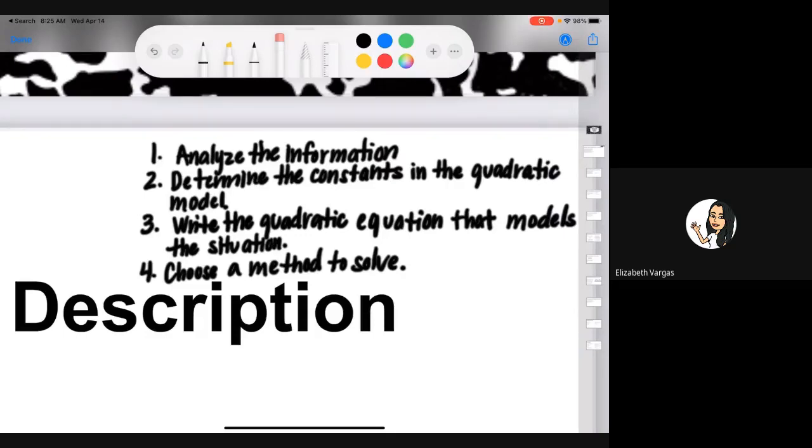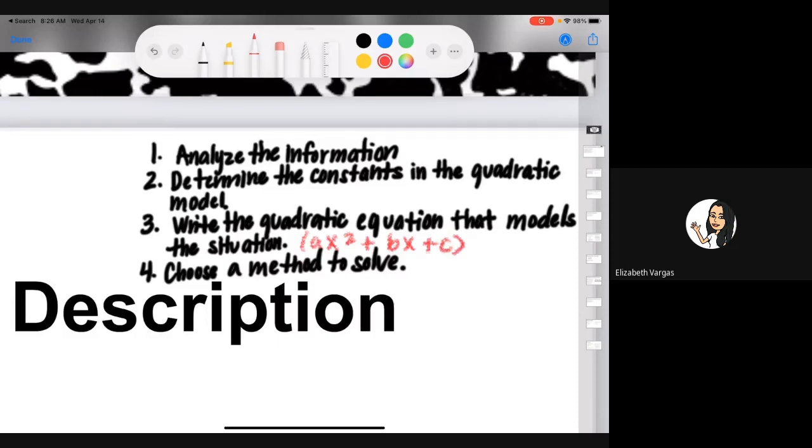Then we're going to determine the constants in the quadratic equation. So basically, what are the things that affect the x and the y's? Then we're going to write the quadratic equation that models the situation. Basically, write the quadratic equation in the standard form: ax squared plus bx plus c.